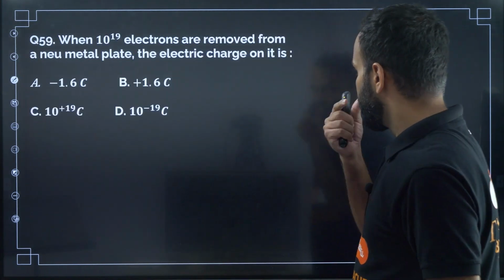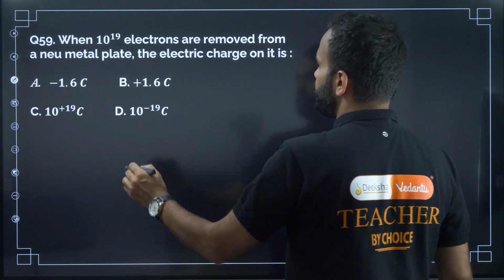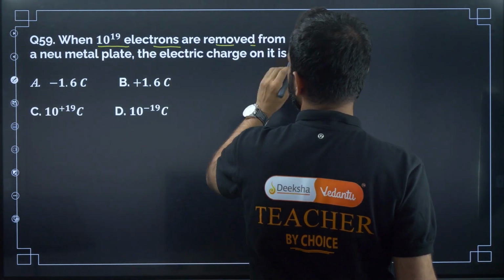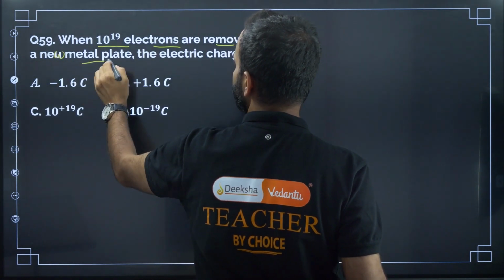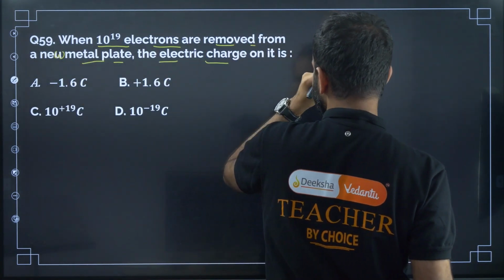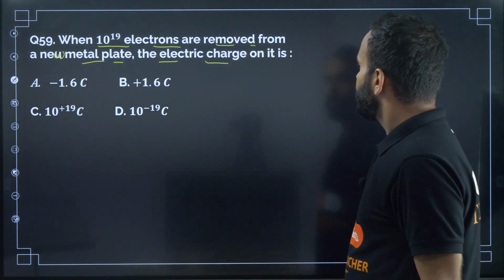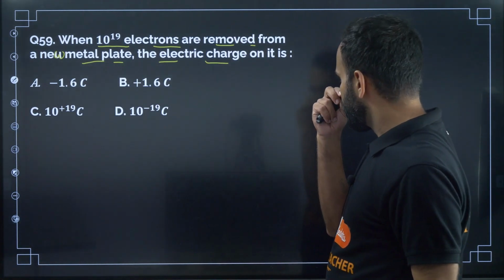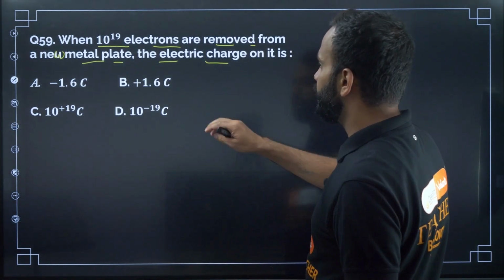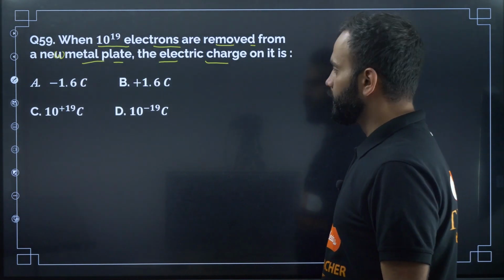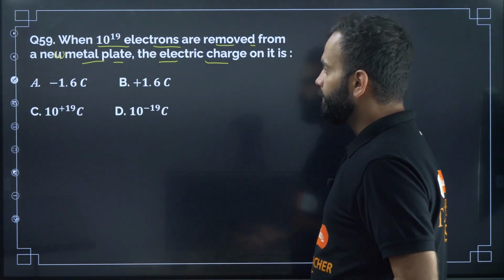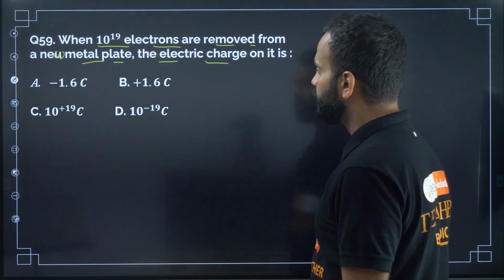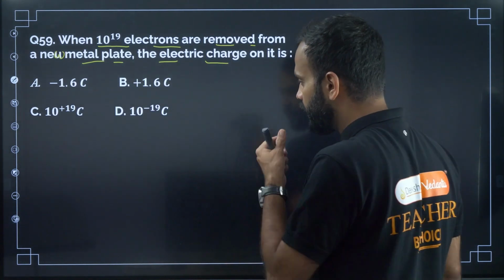Okay, next question, question number 59. When 10 to the power 19 electrons are removed from a new metal plate, the electric charge on it is... we need to find the electric charge on the metal. So we have removed 10 to the power 19 electrons, so the charge on the metal will be positive, because we have removed the electrons.